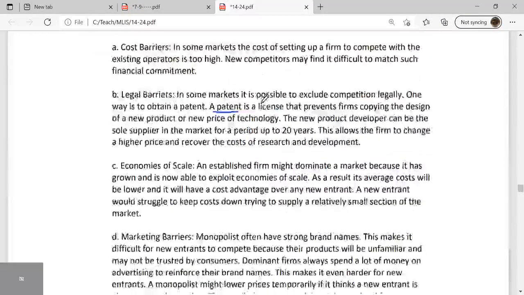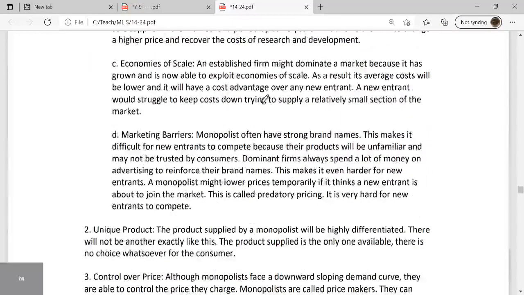Then we have economies of scale. For an established dominant firm, it's easy to achieve economies of scale, but for a new firm, it's very difficult. As the dominant firm can produce at a lower cost, they will also be able to sell at a lower price. But for a new firm that is failing to achieve economies of scale, it's very difficult to sell at a lower price, so it's a problem as well.